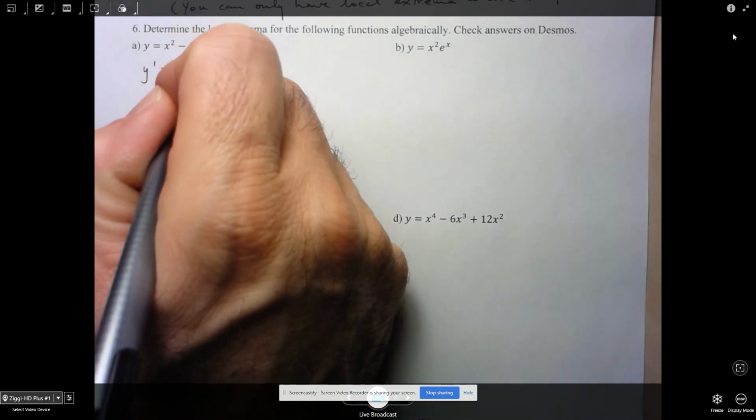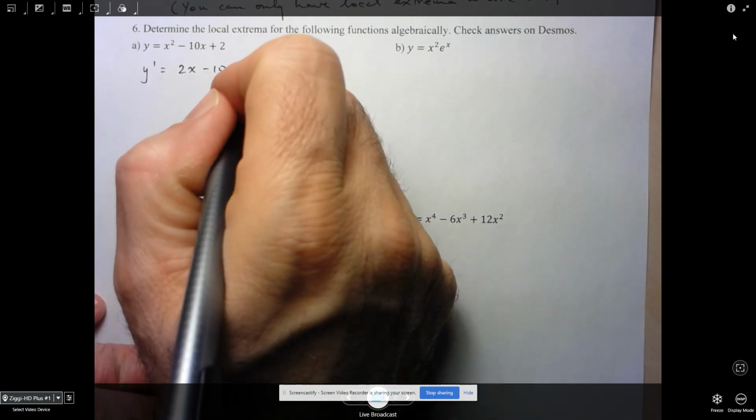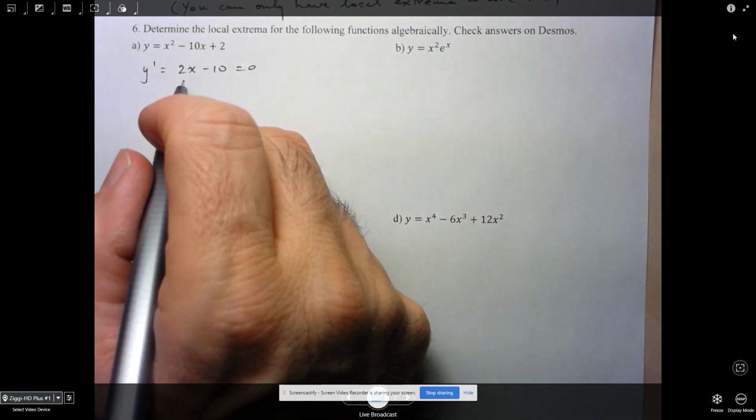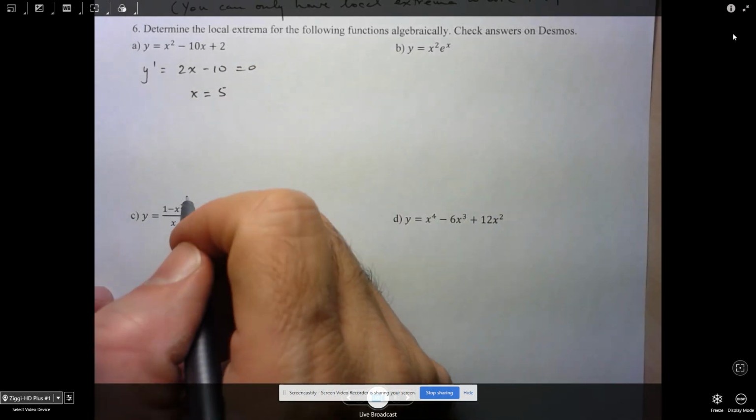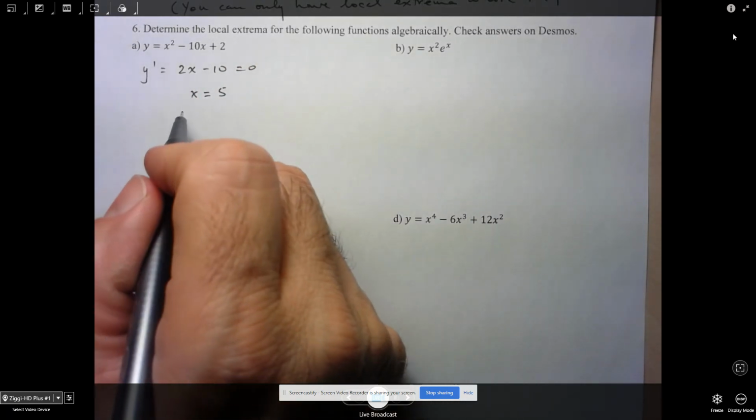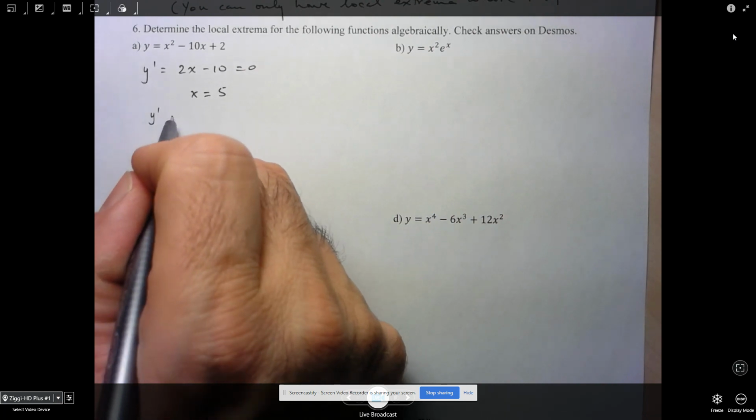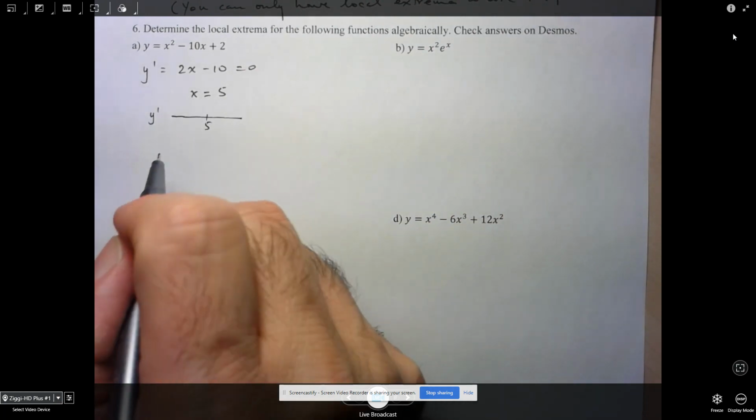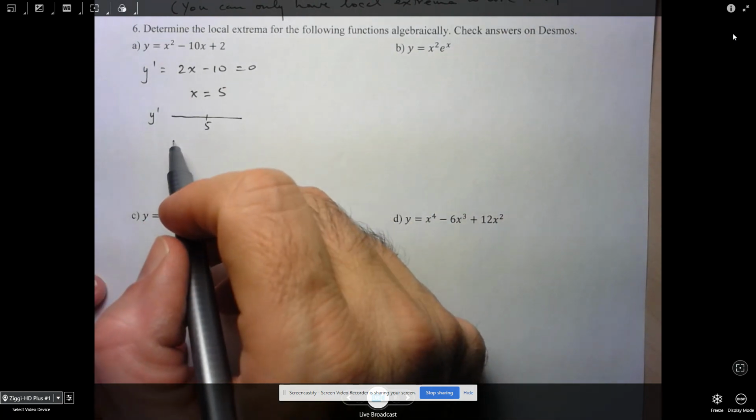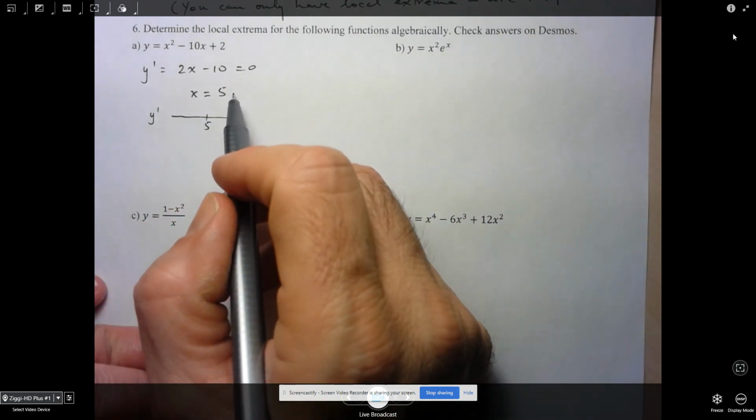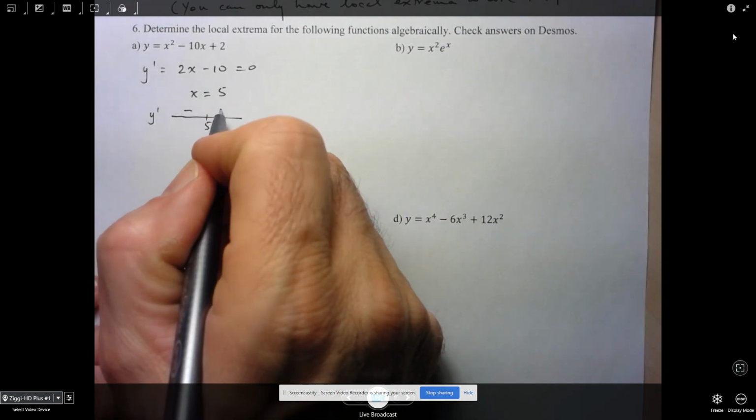Okay, and we have 2x minus 10, and we want to set this equal to 0. So 2x equals 10, x is equal to 5. Okay, and so all I have to do is determine whether the derivative changes sign at 5. And again, it has a positive slope, so we know that this is a line that goes this way, increasing, so it's going from negative to positive.